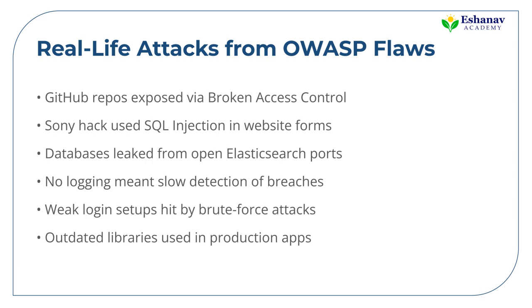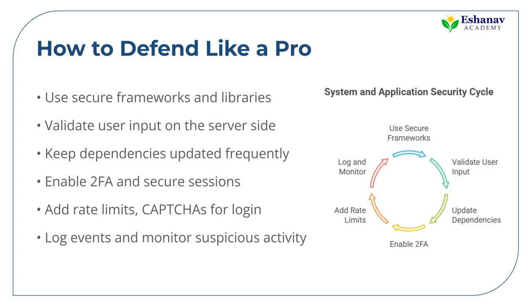In many cases, poor logging meant attackers stayed hidden for months. These aren't rare cases, they're patterns. And every item on the OWASP list has been at the heart of such breaches. So how do we defend our apps against these risks?